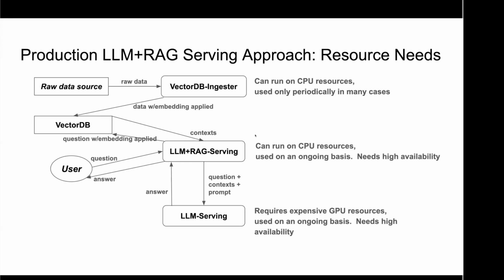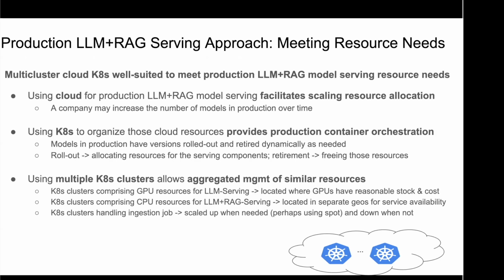Last but not least, our LLM serving component, which is going to require the GPUs. And it's also going to be used on an ongoing basis. It has high availability needs, but maybe not quite as high as the LLM and RAG serving component. The nice thing about the resource-aware scheduler and policy-based scheduler is that you can define those policies and you can define the resources that each one of these things needs and be able to dial this in to whatever your specific requirements are. How do we meet these resource needs? Multi-cluster cloud Kubernetes is well suited. Kubernetes is a nice way to organize all of these resources as well, so it keeps things neat and tidy.